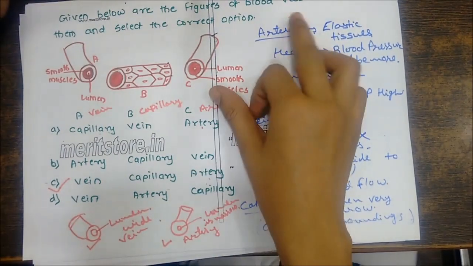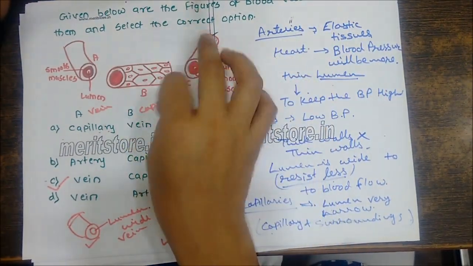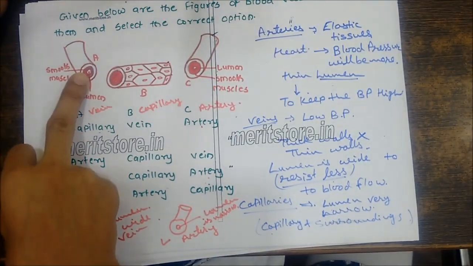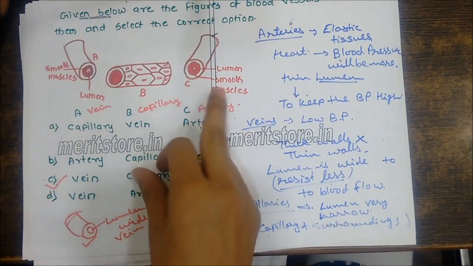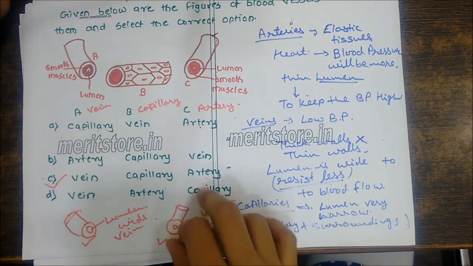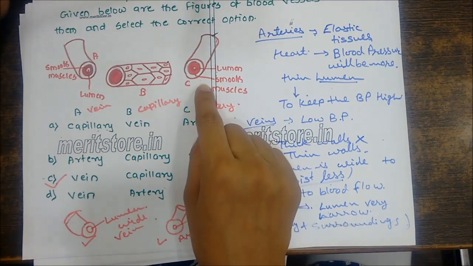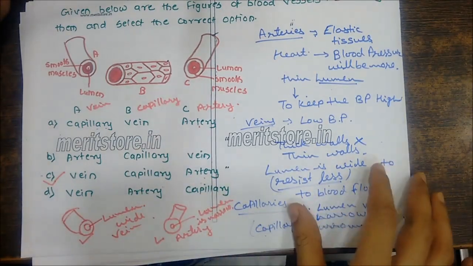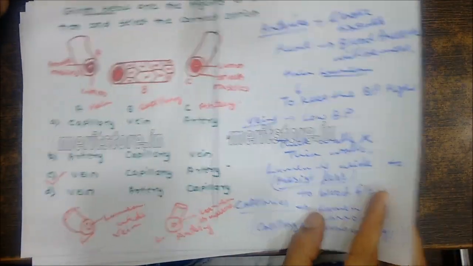Given below are the figures of blood vessels. Identify them and select the correct answer. So A will be vein because the lumen is very wide, and C will be artery. The lumen is very thin, and B will be the capillary, no lumen or a very narrow lumen. So the answer will be C.